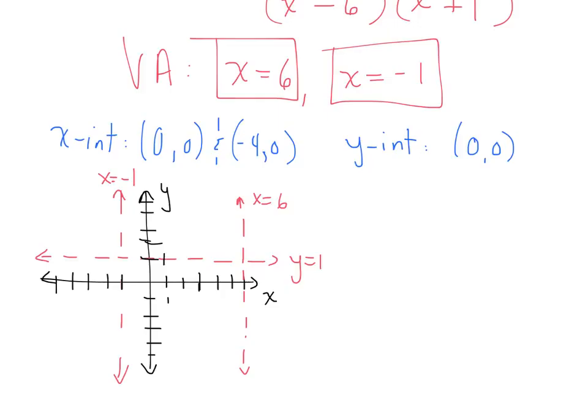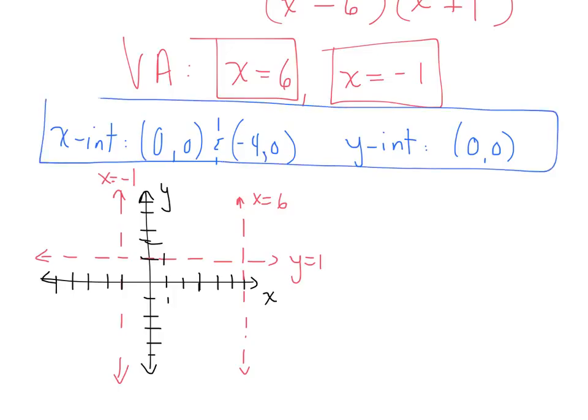Next. Niall, what's next? After we got the vertical asymptotes and the horizontal. Yeah, intercepts. Okay. So the origin is the easy one, right? Let's put the origin right here. And then the other x-intercept is -4, comma 0, which is out here.